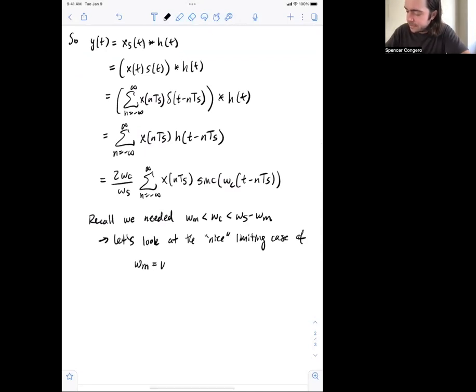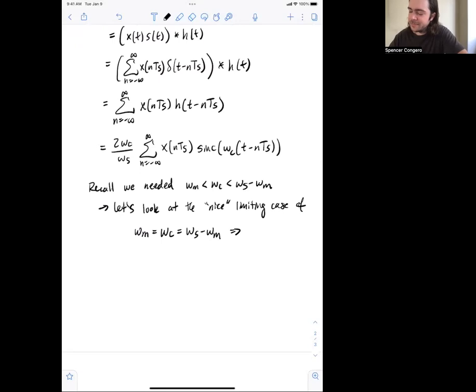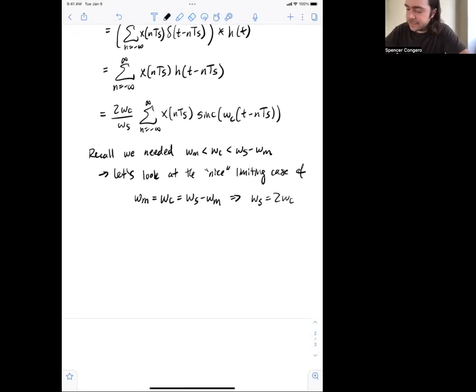So let's say omega sub m equals omega sub c equals omega sub s minus omega sub c, or sorry, omega sub m. What does that mean for the relationship between omega sub s and omega sub c? Well, you can see omega m equals omega c. So then I just have omega c equals omega s minus omega c. Bring the omega c to the other side, and I get omega sub s equals 2 omega c. Okay, so that is the limiting case we're going to look at for the purposes of this video.